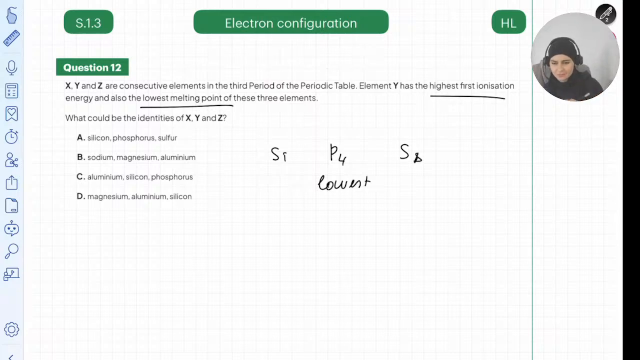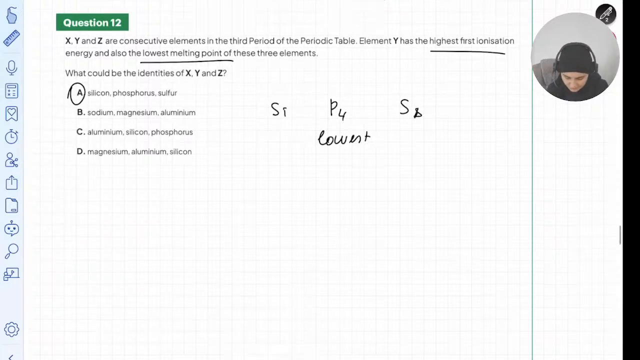If not, I think there would be another question where we can talk about it, or maybe not. I just did this stream and I already forgot. But in any case, A is right. Melting point for phosphorus is the lowest. Ionization energy is the highest because sulfur was an exception. It's lower than phosphorus due to repulsion of 3p4 electrons.